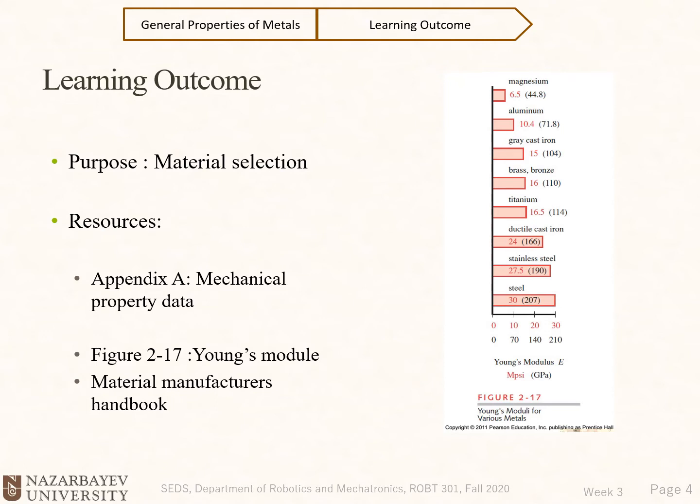Here you could see Figure 2-17. We have the Young's modulus in Mpsi and gigapascals of different materials: steel, stainless steel, ductile cast iron, titanium, and others. And here you could see that similar graphs could be used to select a proper mechanical property and select a proper material. You will become more familiar with similar charts and graphs in coming slides, but you see how we could visualize mechanical properties of different steels and alloys and how we could select between them.